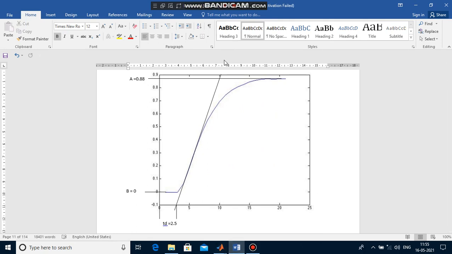So I have to draw one tangent line here. This is our final steady state value. This is our initial steady state value. So how to find out the K value, that is the gain value, means final steady state minus initial steady state. We are getting the K value. This is our time delay value. Then how to find out the tau value? It is 63.2% of final steady state value.